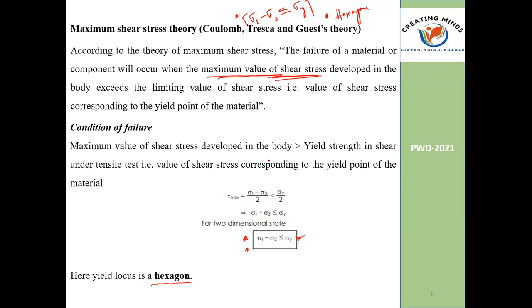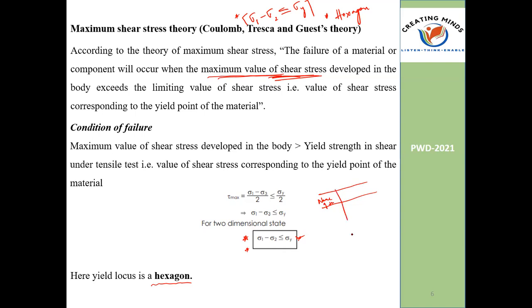What are the theories? Who are the researchers? And what are this equation or condition of failure? And what are the yield locus? These 4 things. You just take a note like this. One note, make it. Name of the theory.